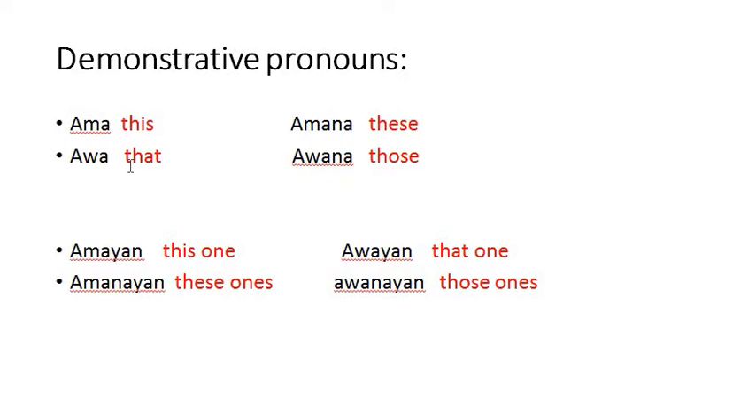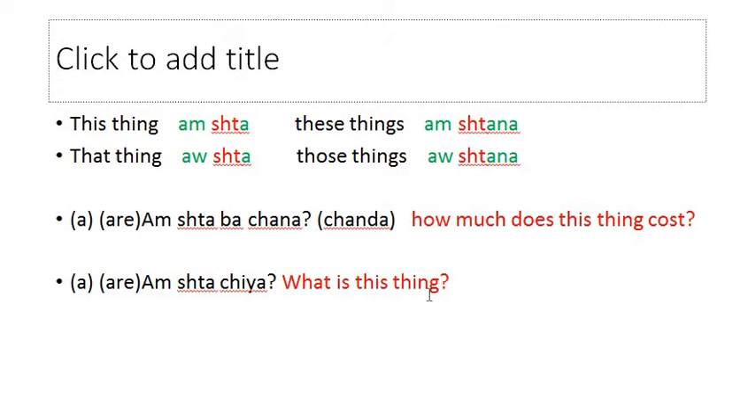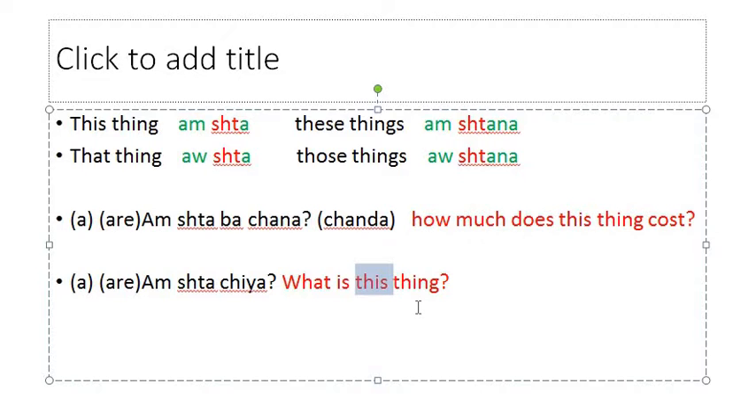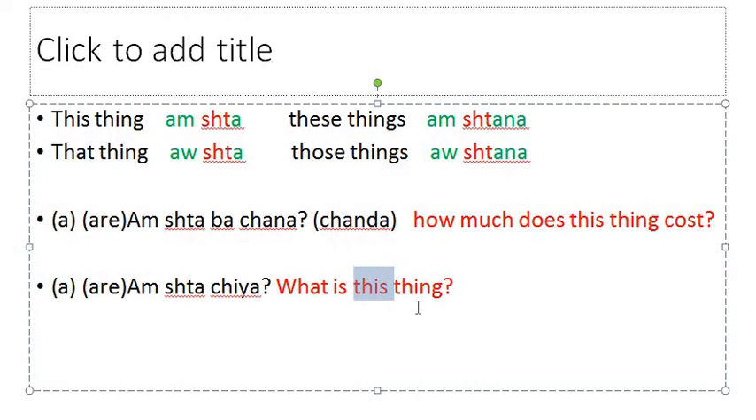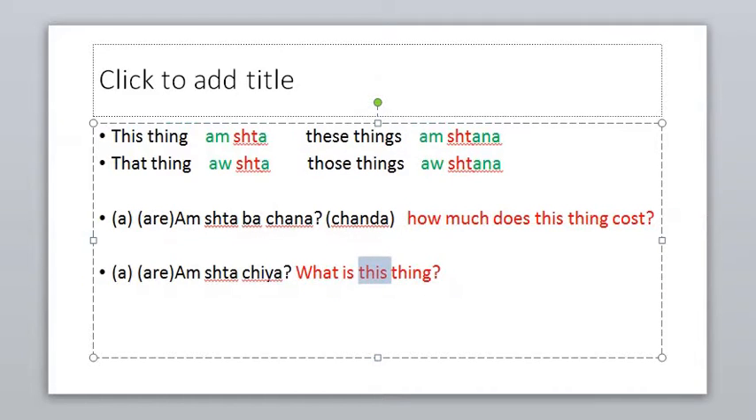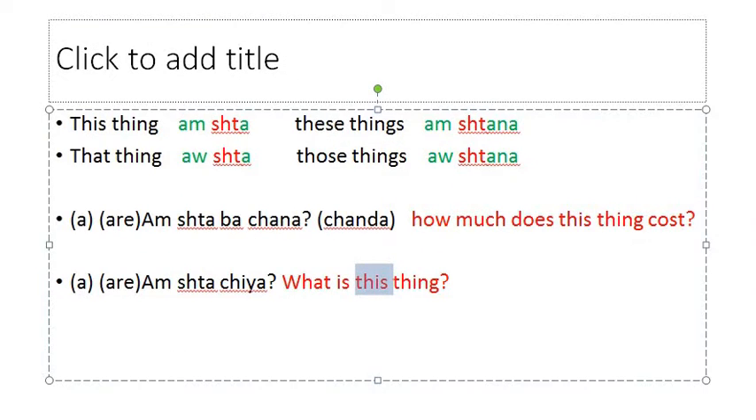We can replace it with a noun phrase. Amana means these. Awa means that. Awana means those. As I said, if I say amshta bachanda, it means what is this thing? So here, this one is an adjective and determiner. But if I say what is this, at that time it is a demonstrative pronoun. So easy to understand, I think.